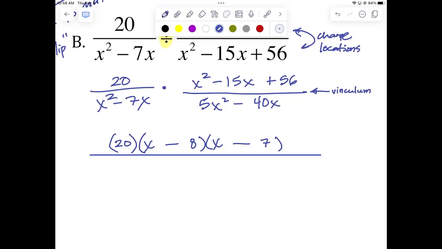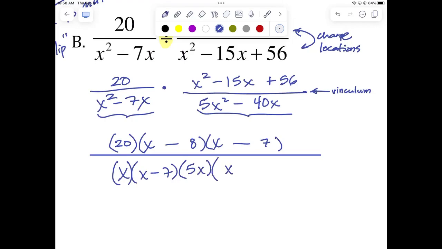All right, in the bottom I got x squared minus 7x. First rule of factoring is to look for the greatest common factor. What's common in both? x. So I factor out the x, and I get x minus 7. And you can put the x in parentheses if you want. Everything gets parentheses. It makes it nice, like the 20 got parentheses. And then the last one down here, first rule of factoring is to look for a common factor. What's common? 5 and x, right? 5x. And that leaves me x minus 8.